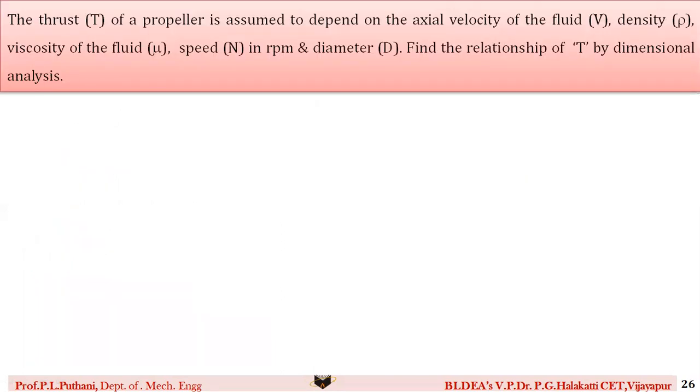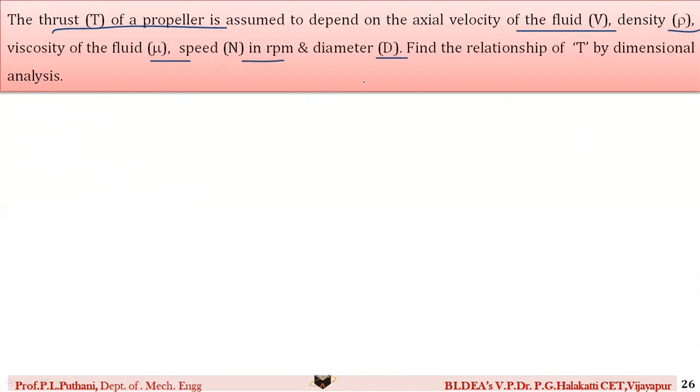The next question, if you observe, this is the homework problem. Here it has said that a thrust of a propeller is assumed to depend upon the axial velocity, which means thrust is your dependent variable and depends upon which ones? It depends upon axial velocity of the fluid v, density rho, viscosity mu, speed n, diameter d.